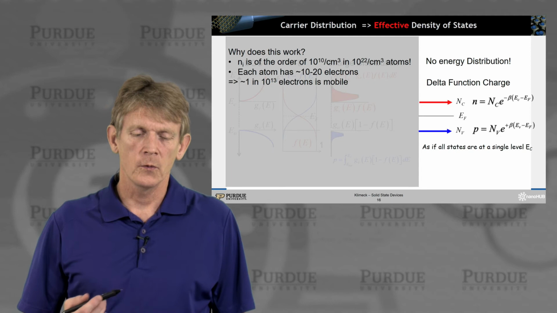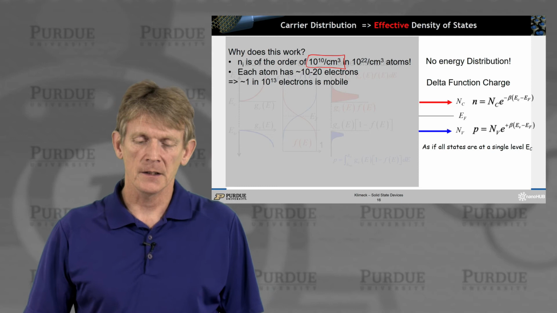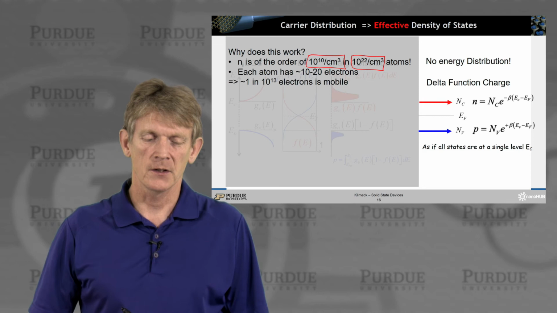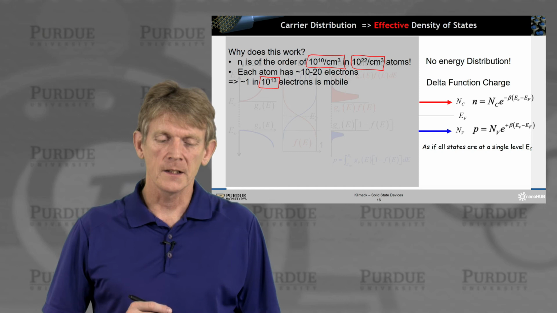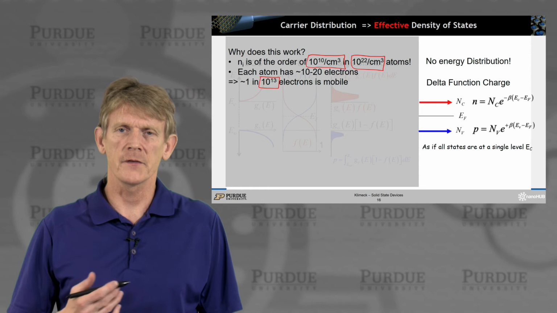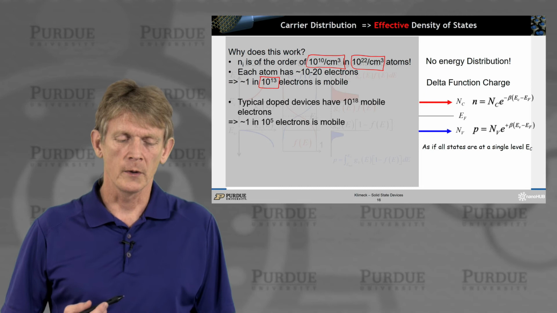So we calculated the intrinsic carrier concentration, n_i. That is typically around 10 to the 10 per cubic centimeter. And that compares to 10 to the 22 atoms per cubic centimeter. So that means if each atom has 10 to 20 electrons, you have 10 to the 13, and 1 in 10 to the 13 electrons is mobile. So there are very, very few mobile electrons compared to all of the electrons. And a typically doped semiconductor that we'll talk about in the next segment will have 10 to the 18 mobile electrons. That's still 1 in 10,000 electrons being mobile.